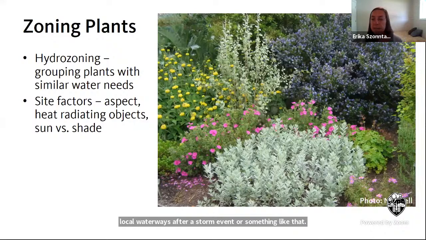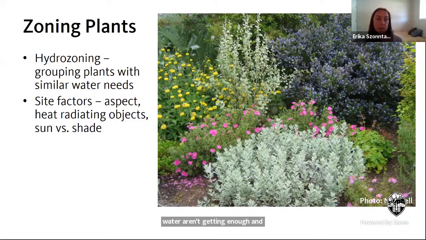And then you also want to zone your plants properly. So hydrozoning is really important, and that's where you group plants with similar water needs. That will help to ensure that plants that don't need a whole lot of water aren't getting too much, and vice versa, that plants that do need a lot of water aren't getting enough.